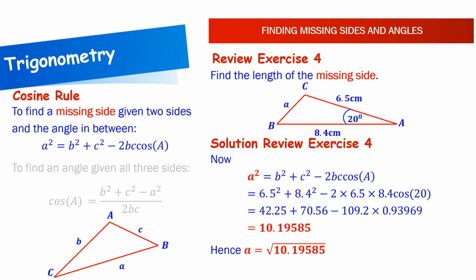To give us a equals the square root of 10.19585, which is equal to 3.2 centimeters to 1 decimal place.